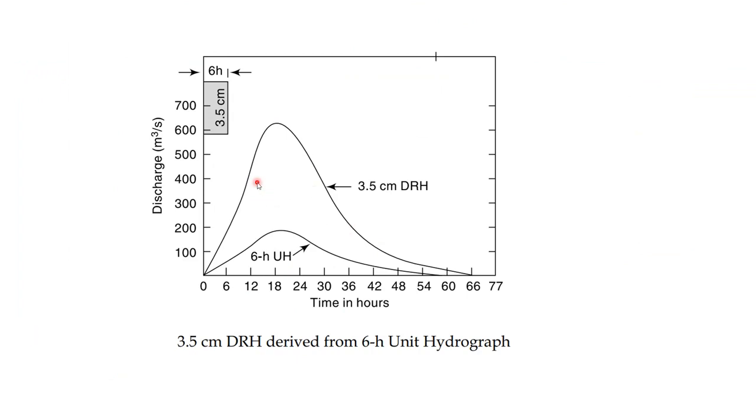Okay, so ito yung graph ng ating discharge. So sa 6-hour unit hydrograph, bale ito yung reference hydrograph natin. Ayan, pinat lang yung original given. Pagkatapos mong multiply ng 3.5 cm, so ganito na siya. Ganito na yung plot natin. Okay?